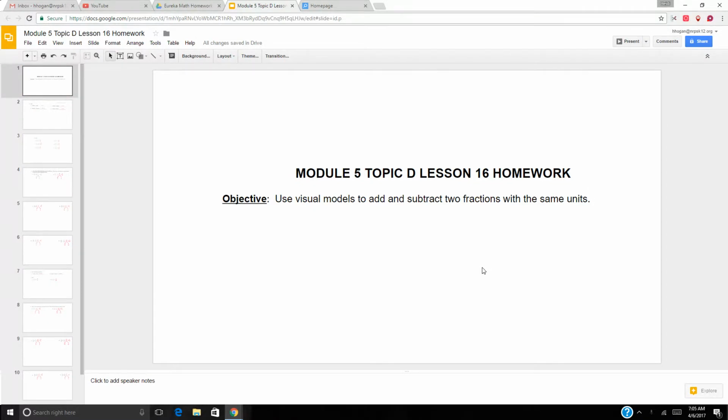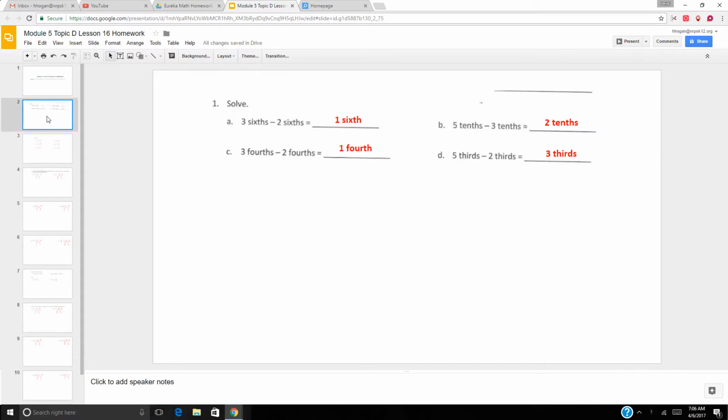Hi, boys and girls. Now we're into topic D, and this is lesson 16 homework. We're going to begin to add and subtract two fractions, but they have the same units, so we don't have to do anything to make the units the same. That will come later. So we did this during the concept development and problem set, and you can always refer back to the problem set.